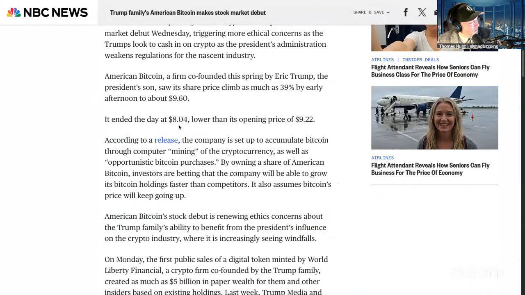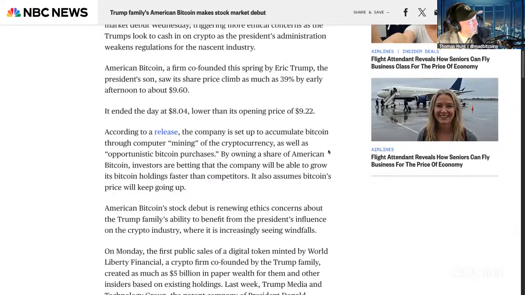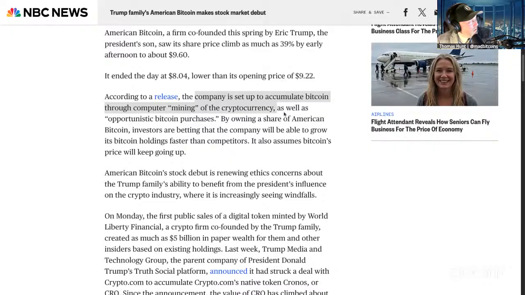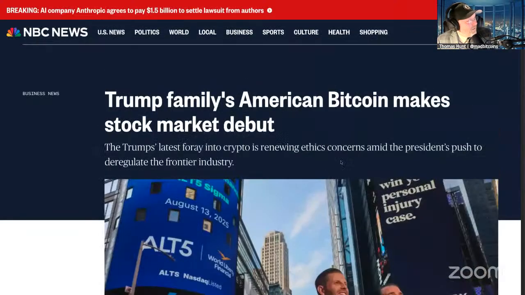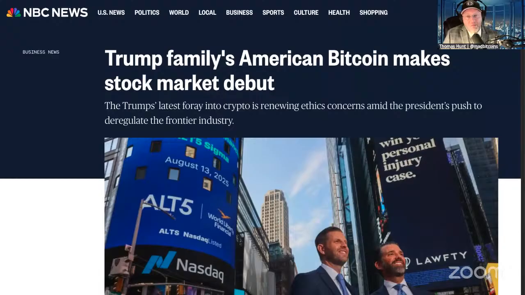Obviously, American Bitcoin has lost money already, lower than its opening price of $9.22. The company is set up to accumulate Bitcoin through computer mining of the cryptocurrency, as well as, quote, opportunistic Bitcoin purchases. The same was to be said about David Bailey's Nakamoto Corporation, which I've heard has done nothing but lost money and is a huge disaster for all those who invested. Nakamoto also said famously that they were going to attempt to time the Bitcoin market, starting and stopping, buying and selling based upon a formula, presumably.